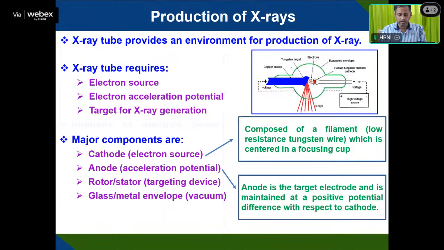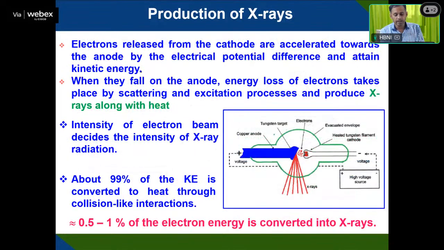Here you can see that electrons are released from the cathode. Once the electrons come from the cathode, they are accelerated towards the anode, the copper target, by the electrical potential difference. Because of that potential, the electrons migrate towards the anode, and when they fall on the anode, the electrons lose energy. That kinetic energy of the electron is converted into X-ray along with some heat.